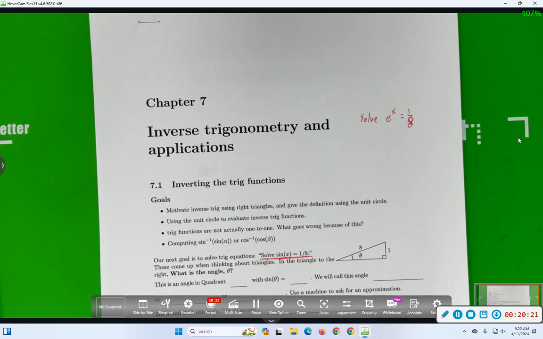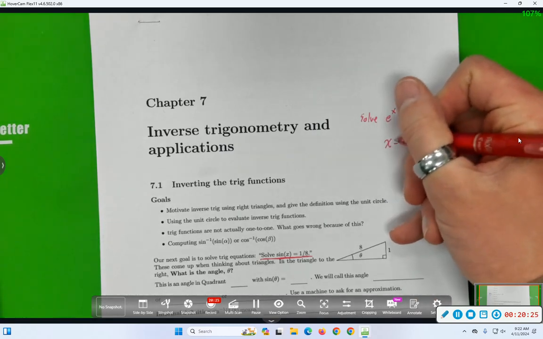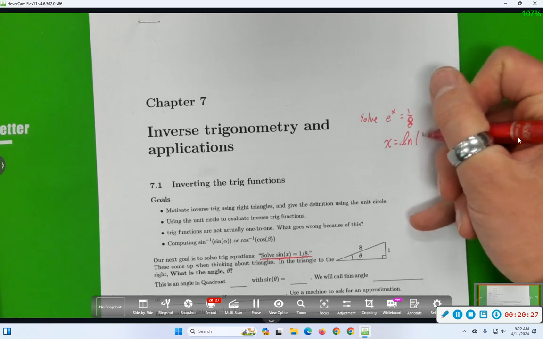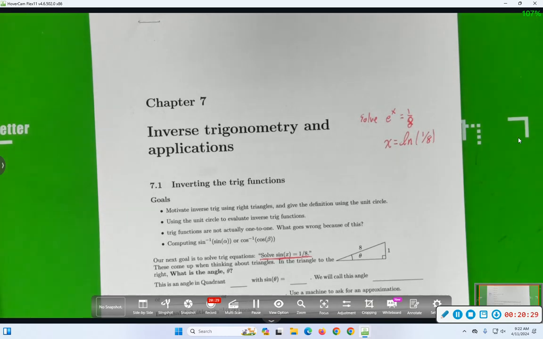Maybe x equals log base e of 1 over 8. Yeah. Perfect. Sorry, natural log. But that's the same as log base e. There's nothing wrong with saying log base e. It's just that ln is shorter and it's a useful convention to have. So the job of logs was to undo exponentials. We want something that does that same job for trig functions.